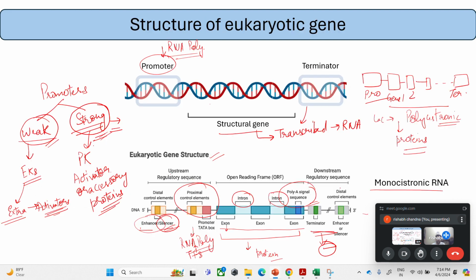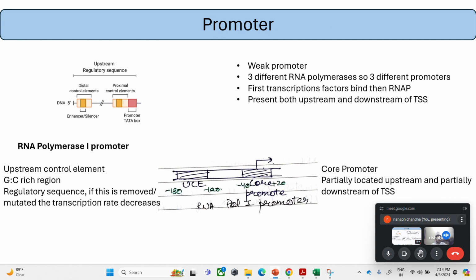And moving on to a bit more detail about the promoter sequences. As we discussed, we have a weak promoter in eukaryotes, and the promoter depends upon the RNA polymerase. Generally we have three kinds of RNA polymerases in eukaryotes: 1, 2, and 3. These are the namings for the RNA polymerase. We have 4 and 5 also, but those are not studied intensively yet. But these three are major, and we have three different promoters for these three different RNA polymerases.